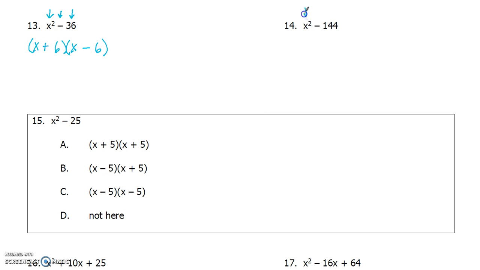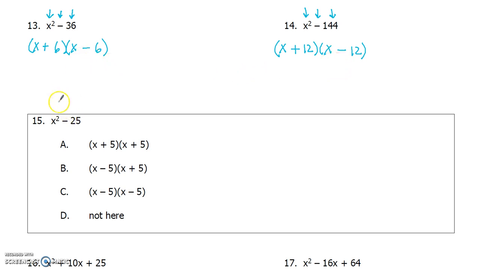Again, is this a perfect square? Yes. Is this a perfect square? Yes. And am I subtracting? Yes. So I have the difference of perfect squares. So the square root of x squared is x. The square root of 144 is 12. So let's write that twice. One will get positive and one will get negative.